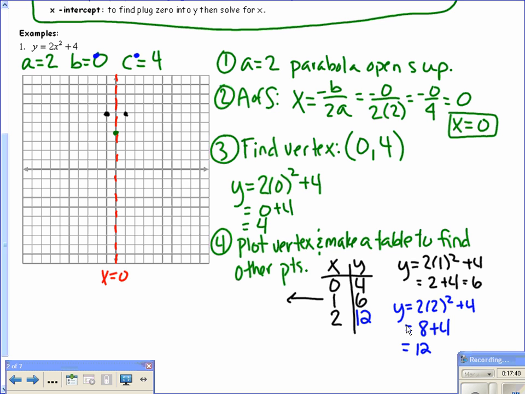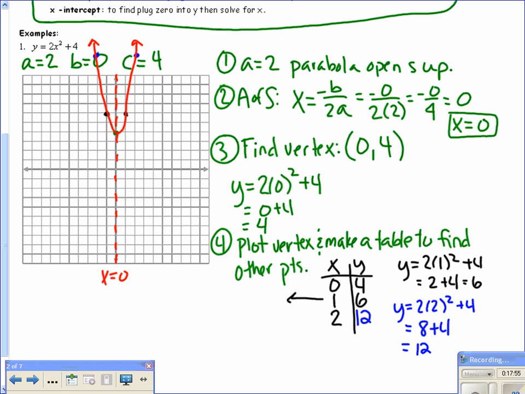And then, of course, I would take my pencil and connect those dots with a U-shape, so you should make a U-shaped curve like that, and that would be my graph.